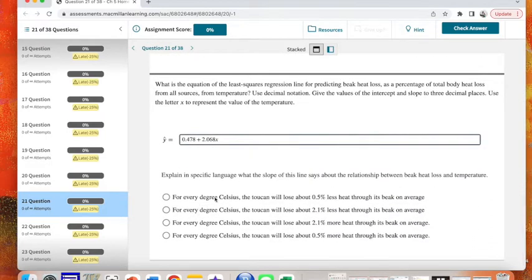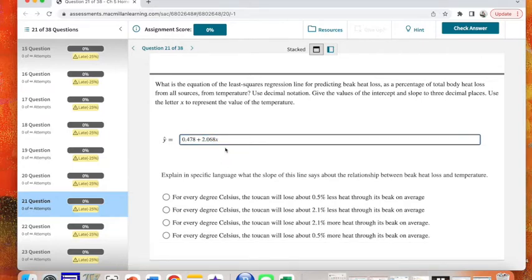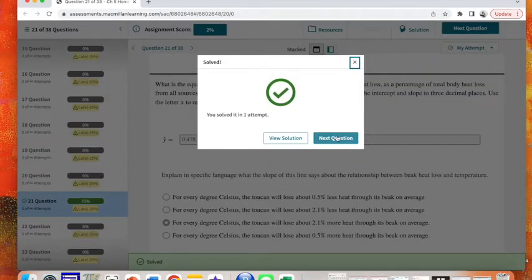So for every degree, we need to pick which one of these is correct. So we know it's going to be going up 2.0, so about 2.1%, right? It's increasing. That means it's losing more. So for every degree Celsius, the toucan will lose, so these two lesser ones we can ignore, it's going to lose more heat through its beak, and it's not the 0.5 because that's our intercept. So this would be our correct answer. So we'll check that. Woohoo, go team.